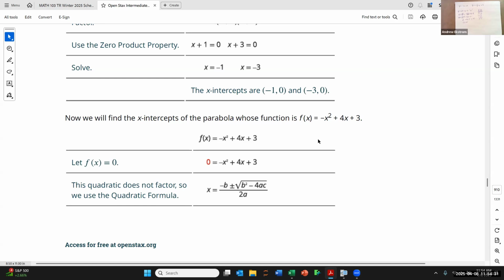So for this one, if we want to figure out the x-intercepts of the parabola, it's negative here, so we know that if we're going to graph this, it's going to be a frowny face. Plug the values into the quadratic equation to figure out the x-intercepts, which again is what value of x you get when y is 0. What's the y-intercept for that? 3.